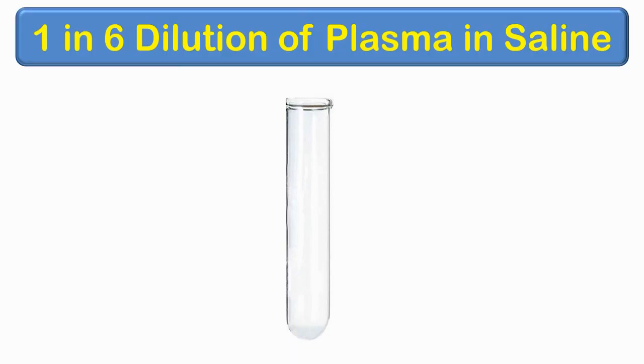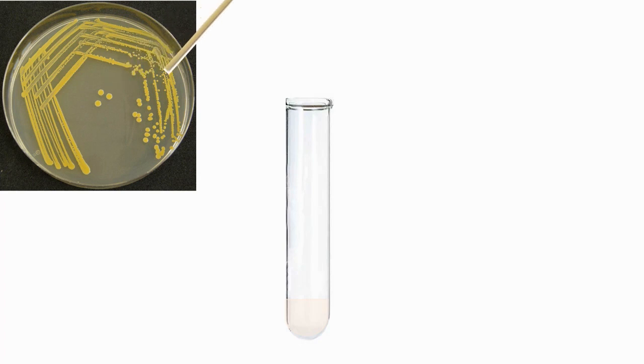Now coming to the tube test for free coagulase. First, we prepare a 1:6 dilution of the plasma in saline and put 1 ml of the plasma in small test tubes. Then emulsify several isolated colonies of the test organism in 1 ml of plasma.